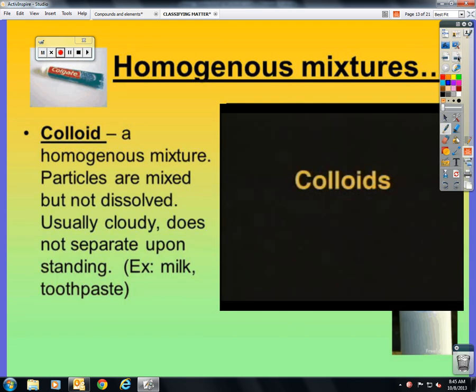Okay, homogeneous mixtures, there are 2 types. A colloid is the first type. The particles are mixed but not dissolved. They do not settle out upon standing. It stays mixed. Cloudy gives it away. Think of colloids as cloudy. Milk, toothpaste, paint, fog, shaving cream, those are all colloids. Remember in this video demonstration, he showed that the light, when you shine through a colloid, makes a beam of light that travels through. It doesn't just scatter.